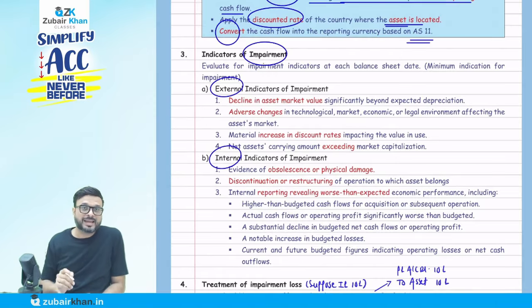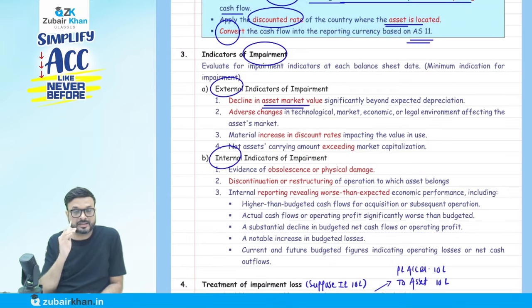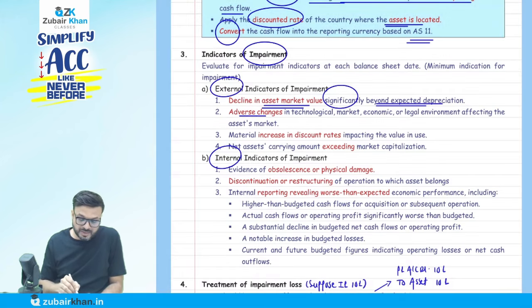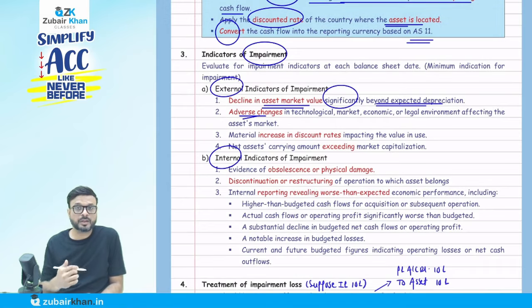Now understand the external ones. First, a decline in the asset's market value significantly beyond the expected depreciation. If suddenly the market value of the asset goes down, there is a chance of impairment loss. Second, adverse changes in the technology, market, economic or legal environment affecting the asset's market. Suddenly the market or demand changes, or the technology changes. We are using machinery and suddenly an advanced version comes in the market, so the value of my asset will go down.